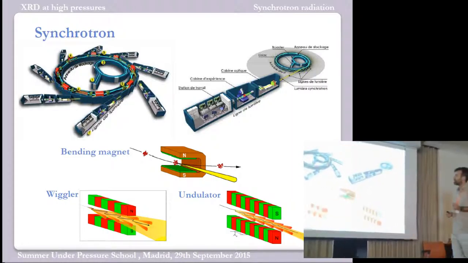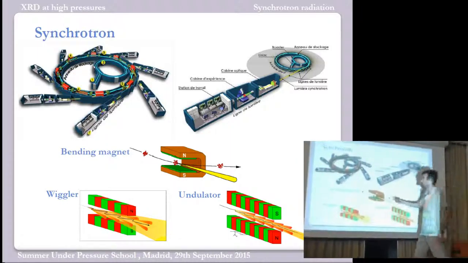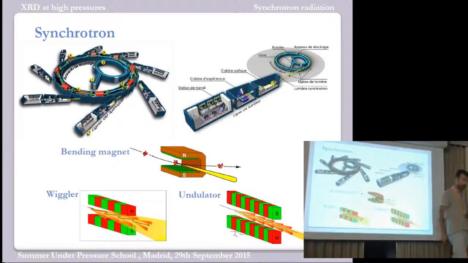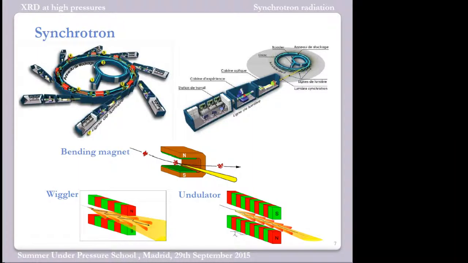Well, the radiation is emitted tangentially to the storage ring, and there are laboratories which are designed to take profit of this radiation, and which are not only dedicated to X-ray diffraction, but to all fields in science, in chemistry, biology, physics, etc.